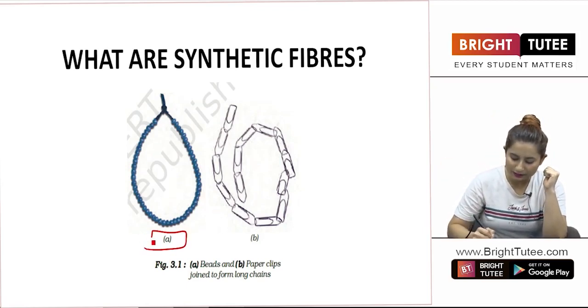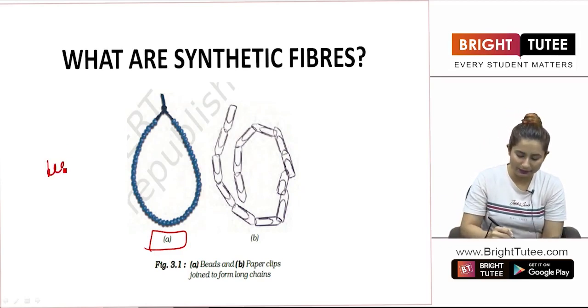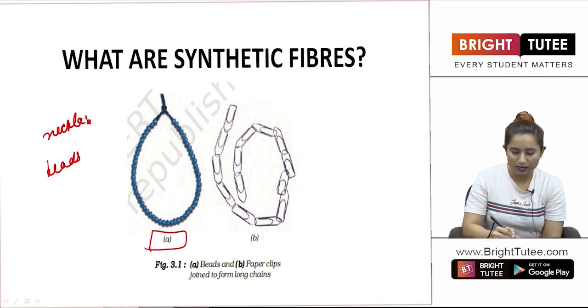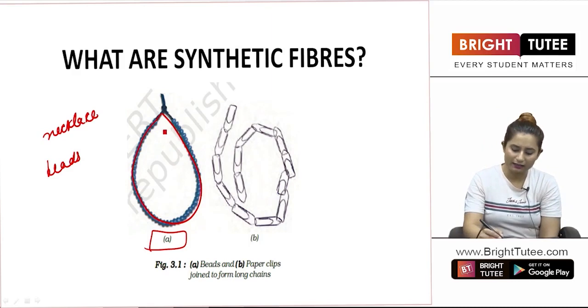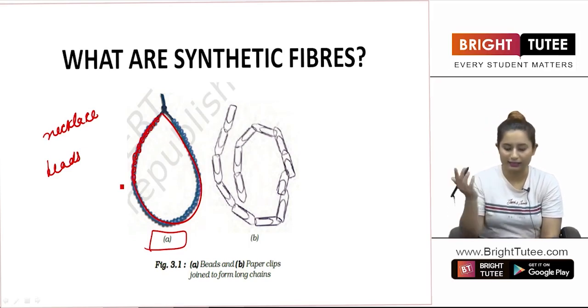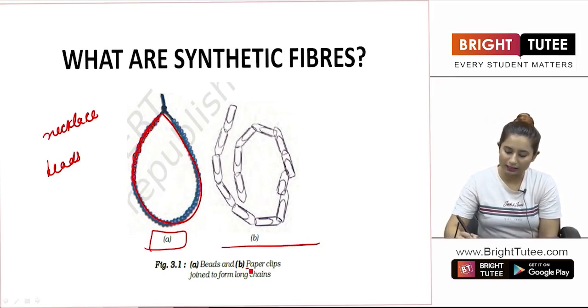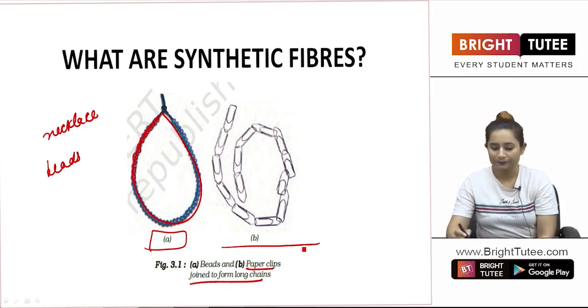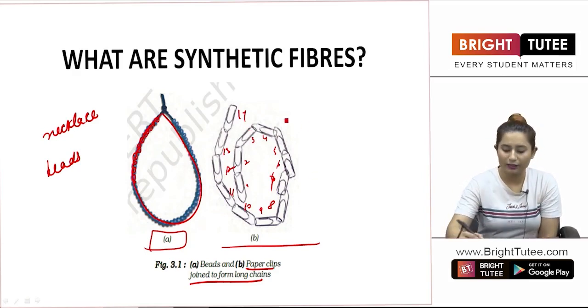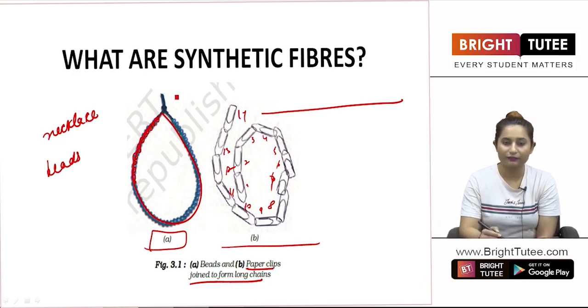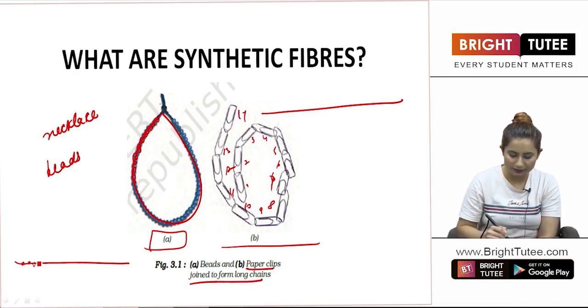In the first picture, in case A, it is a necklace made from beads. It is a necklace, right? So how are the beads held together? There is a thread under it, and all the beads are present simultaneously. They have been arranged in a way that they do not escape from the structure, right? And they form a necklace. Then in the second structure, there are paper clips joined to form long chains. There are 14 paper clips, and they join to form a long chain, right? Hence, even if you open this necklace, there will be a long chain of beads, right?